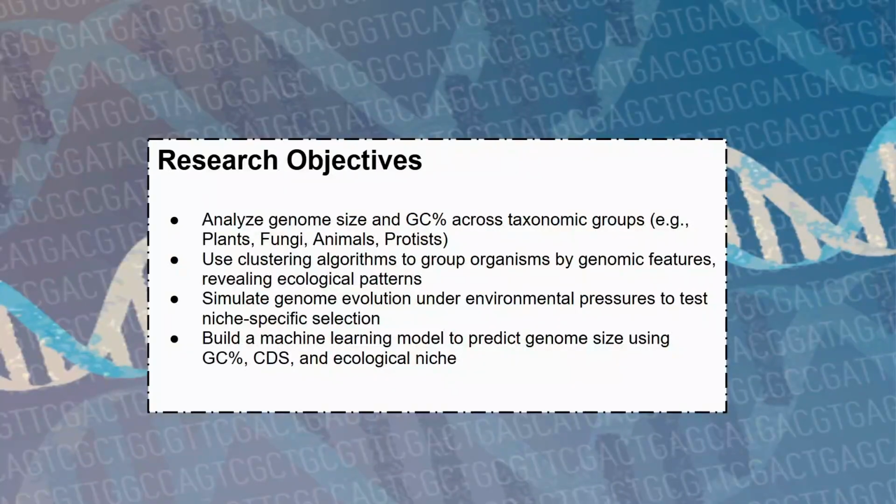Our research had three main goals. Firstly, to analyze genome size and GC content, which is guanine and cytosine percentage, across taxonomic groups like plants, fungi, animals, and protists. Secondly, to use clustering algorithms to group organisms based on genomic features, potentially revealing ecological patterns. Thirdly, to simulate genome evolution under different environmental pressures, testing whether niche specific selection influences genome size.